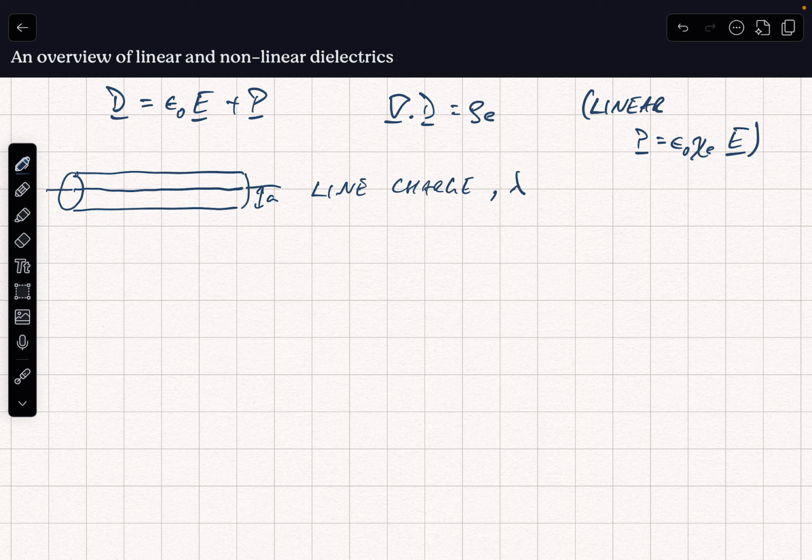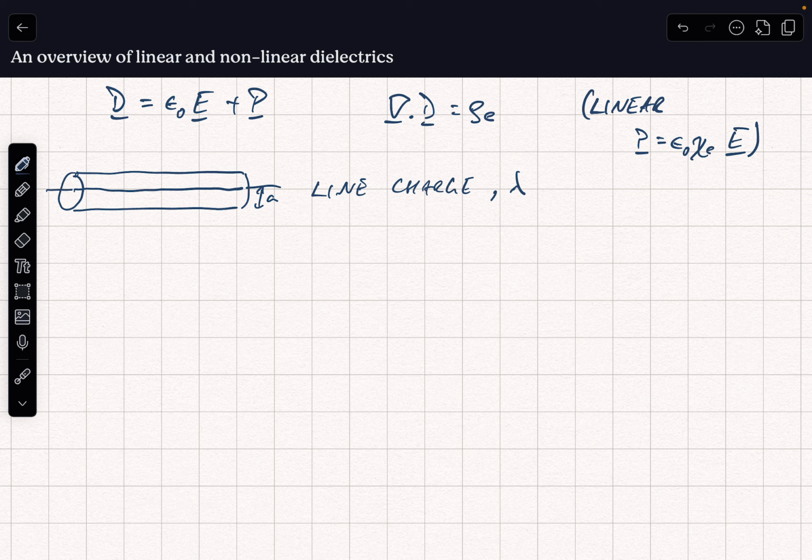In order to solve this problem, since we have a material and we have what is effectively external charge, that's the lambda, we're going to use the equation we just wrote up here. This equation, div D is equal to rho E. We can't use div E is equal to rho over epsilon naught, because we don't actually know what the charge density is in the material. We only know about the free charge density, sorry, the external charge density.